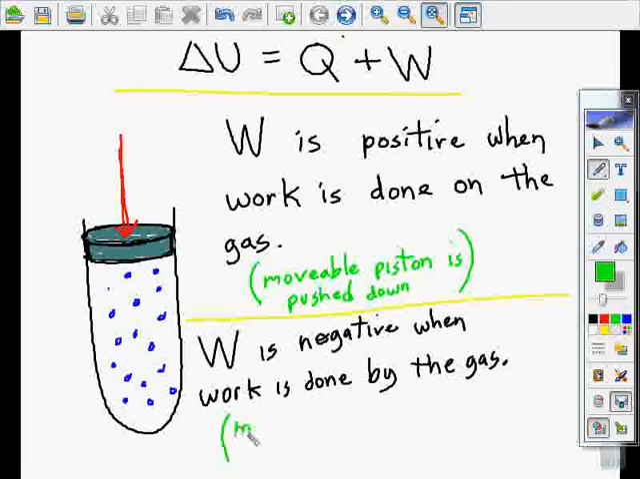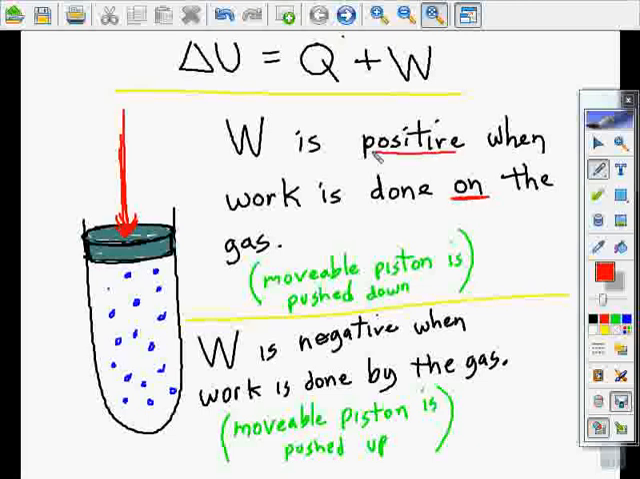In other words, the movable piston on top is pushed up. So if you go up to the gas sample and you push down on that piston and you push it lower, you just did work on the gas, and the work is positive.